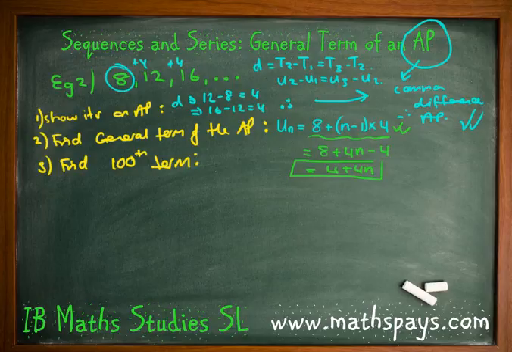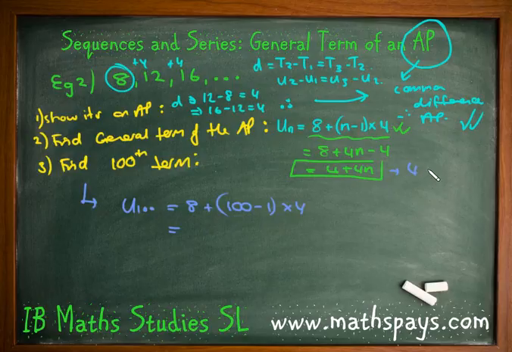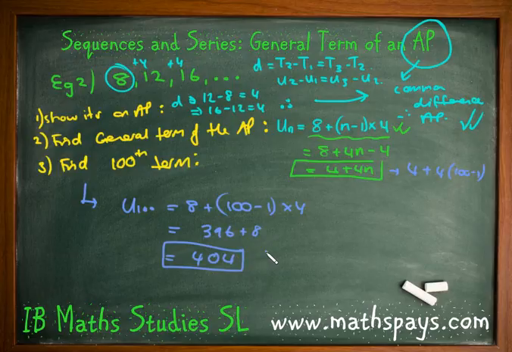And the great thing is, once you've got that, the last question's really easy, because U100 is equal to 8 plus 100 minus 1 times 4, and I simply put it in. You could also put it into this formula here and say 4 plus 4 times 100 minus 1. That also works. So we've got 99 times 4, so that's going to be 4 less than 400, so 396. So 396 plus 8 equals 404. Hopefully my maths is correct.